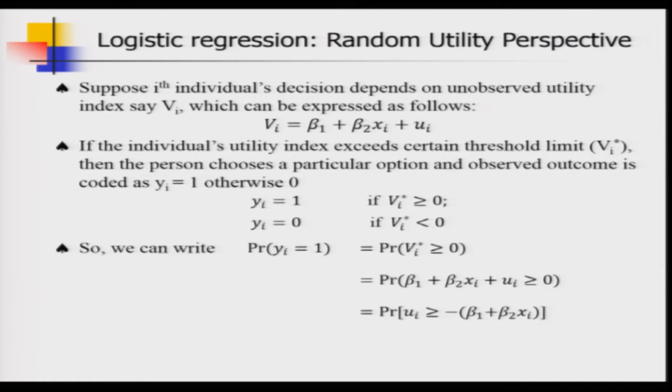Now, we say that if an individual's utility exceeds a certain threshold limit, say Vi star is that threshold value, then the person chooses a particular option and the observed outcome is coded as yi equal to 1, otherwise it is 0. Let me explain this thing that I have just spoken about. Here let us give an example. Suppose we are talking about a person deciding whether to purchase a health insurance coverage or not.